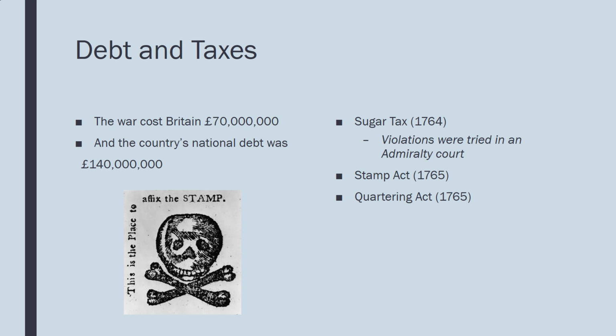You also have the Quartering Act of 1765. The Quartering Act is going to try to alleviate the stress on the British government of housing and feeding all of the troops that are stationed there, and so the colonists were expected to help with this.